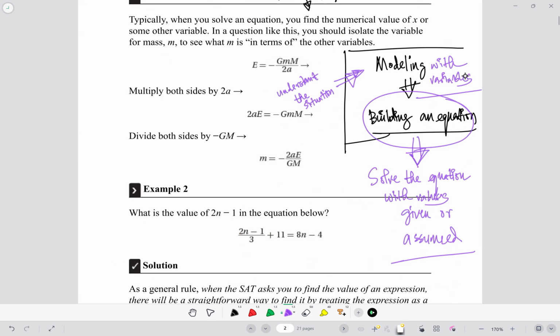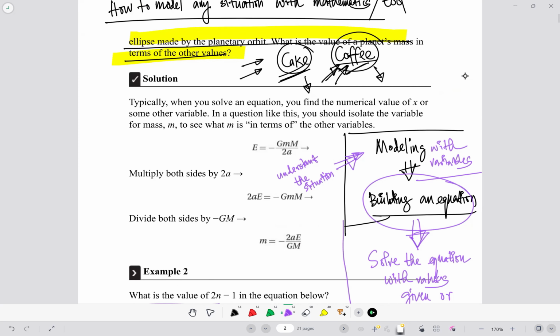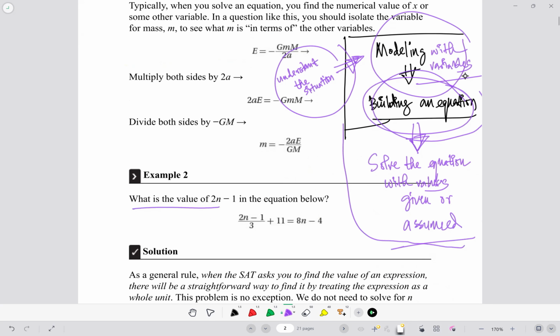The main thing, all of the gist, I've just told you in a couple of minutes. The rest that you really need to know is some basic algebraic manipulations and algebraic techniques. That is it, some basic things. For example, factoring, solving a quadratic equation or plotting a quadratic equation. You always need these skills, but the ultimate goal is to understand a situation, model it with variables, build an equation, and then solve that equation with values given or assumed.